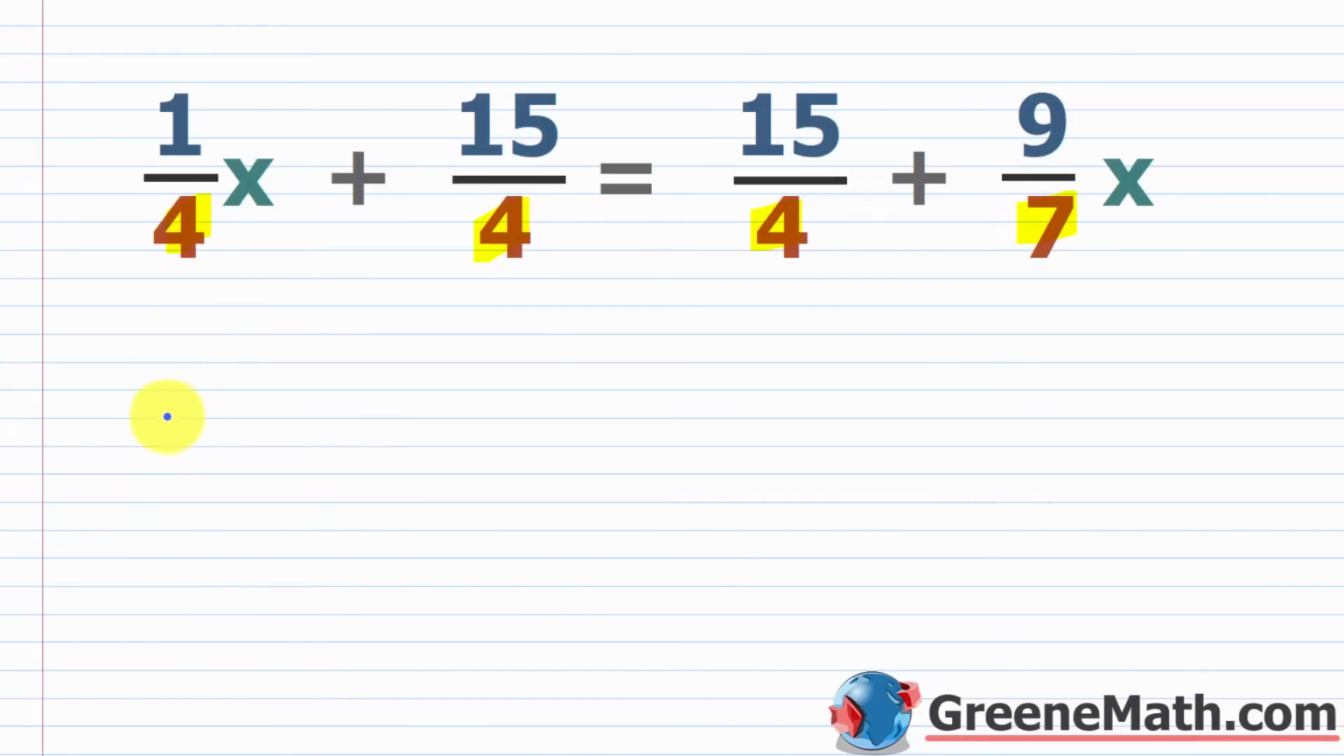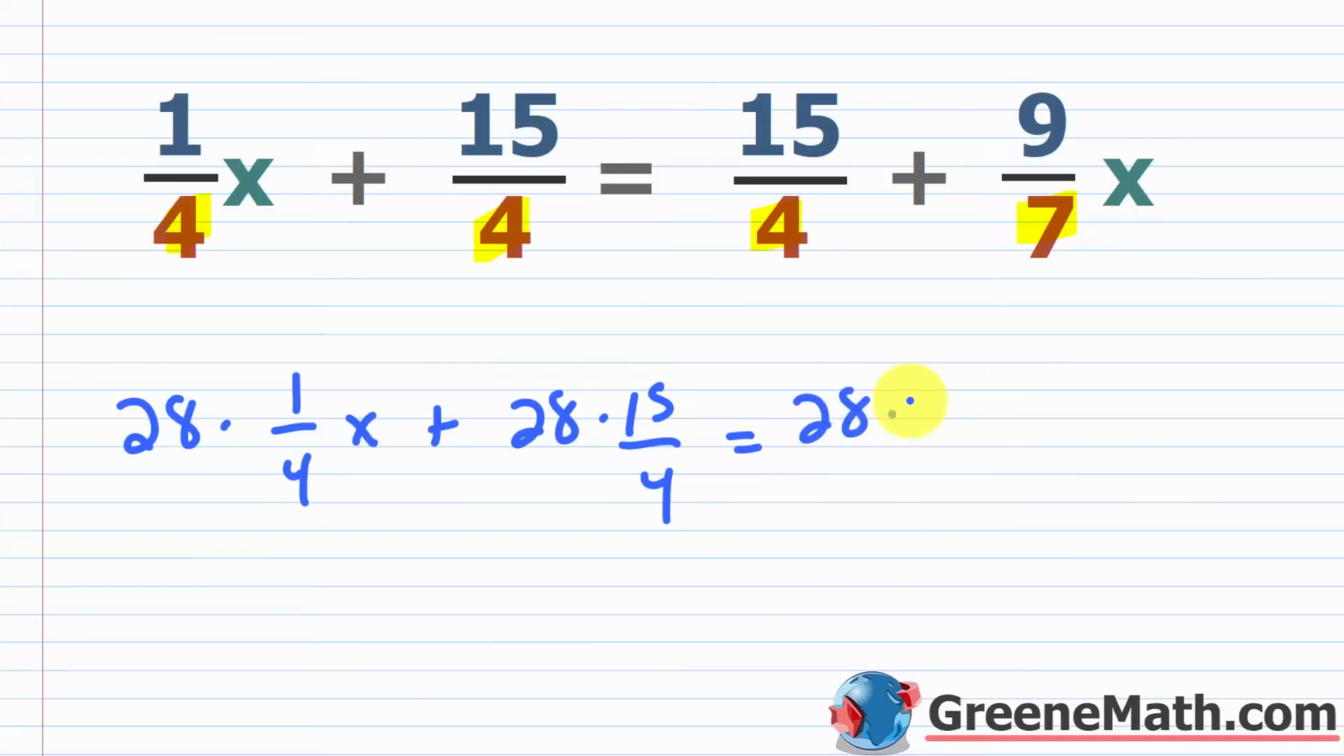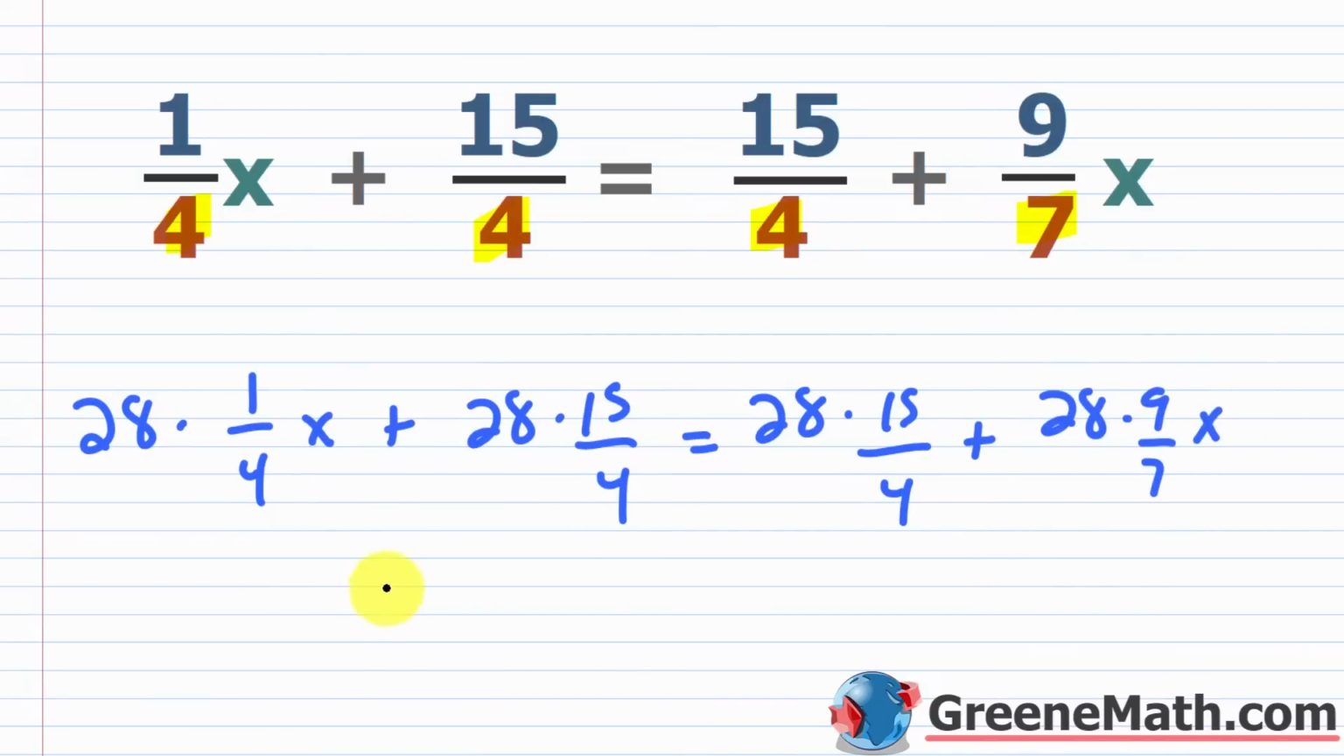So I'm just going to multiply each term here by 28. I think that's a little bit faster. So 28 times 1/4 x plus 28 times 15/4 is equal to 28 times 15/4, and then plus 28 times 9/7 x, like this. All right, so 28 divided by 4 is 7, so let's cancel this with this and put a 7. And then again, 28 divided by 4 is 7, and 28 divided by 4 is 7. And then 28 divided by 7 is 4.